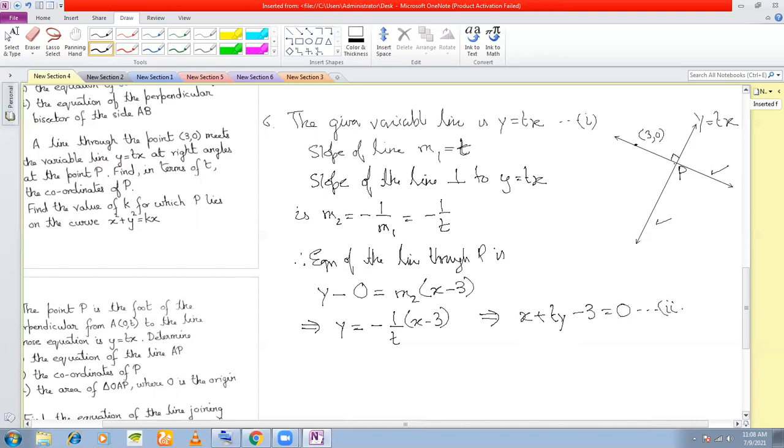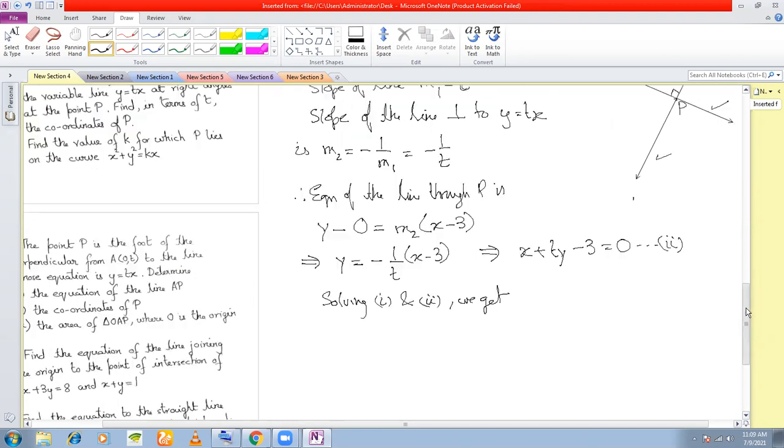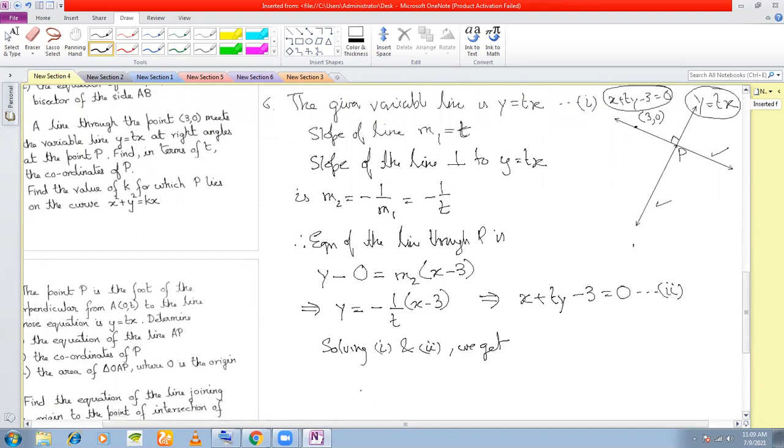Call this 2. So what is P now? What is the equation of this line? Y is equal to tx. What is the equation of the line we have got? X plus ty minus 3 is equal to 0. What should be the coordinates of P? If we solve 1 and 2, if we solve these two equations, you'll get the coordinates of P. So solving 1 and 2, we get... how will you solve 1 and 2? I'll solve the equation for you in terms of t. You put y equal to tx from 1 in 2.